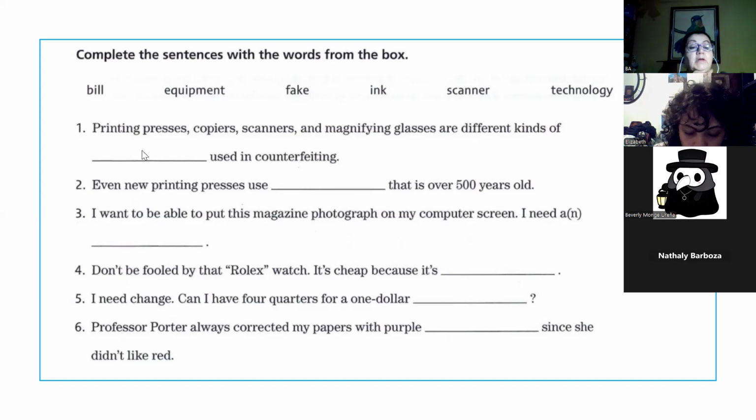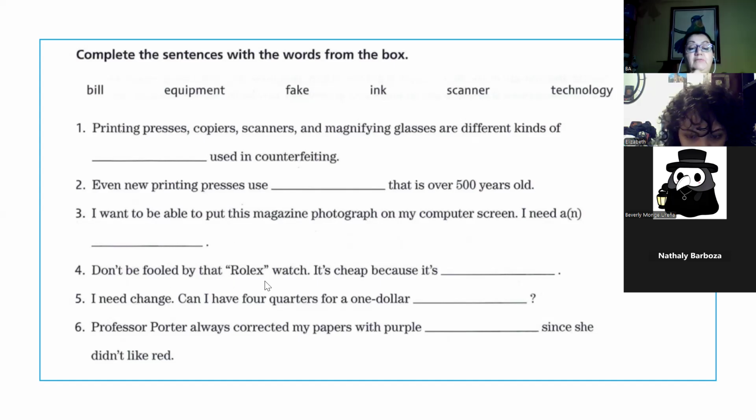Okay. So number 1, printing presses, copiers, scanners, and magnifying glasses are different kinds of equipment use in counterfeiting. Okay, equipment. Even new printing presses use technology that is over 500 years old. Technology. I want to be able to put this magazine photograph on my computer screen. I need a scanner.